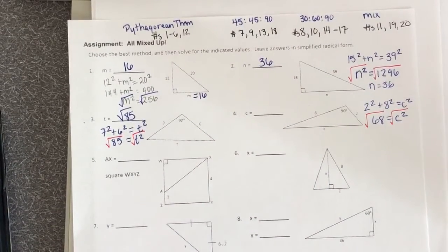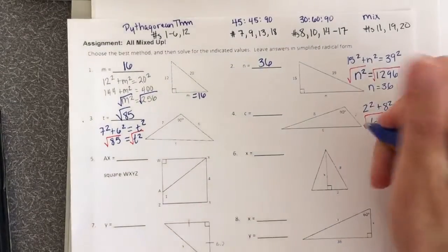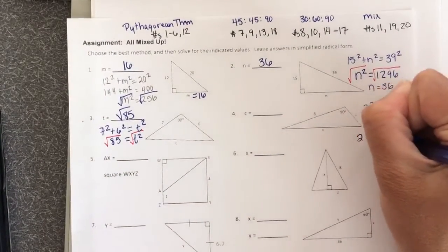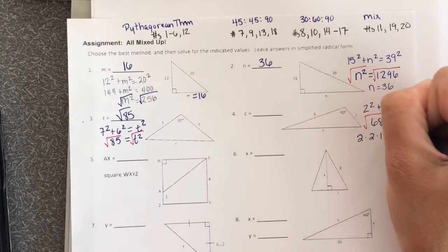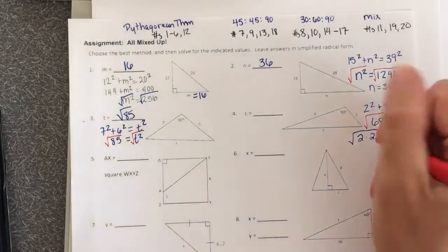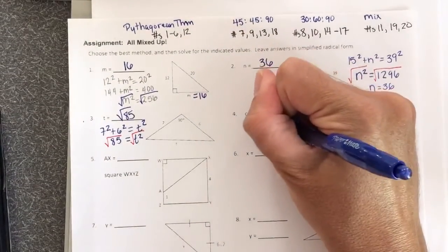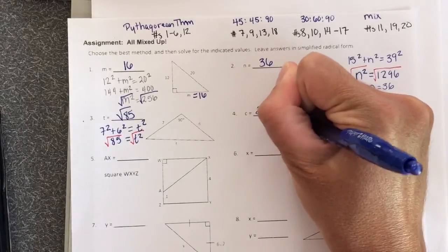And then let's break down 68. So 2, 2, and 17 is how 68 breaks down. The 2's come out of the radical. The 17 stays in. So c is equal to 2 times the square root of 17.